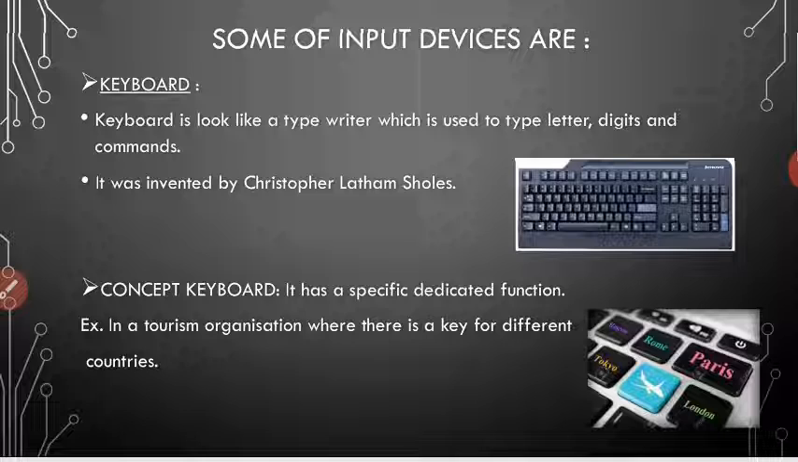So if any person or client is going to any other place, first of all he goes to a tourism organization, and after that they book their ticket. When they book their ticket and mention the name of the country, the person who works in that organization presses the key according to the client requirement. Means if the client wants to go to Rome, then he or she presses the Rome key, which is displayed in our picture. So concept keyboard is also a type of keyboard, but it performs some specific function.